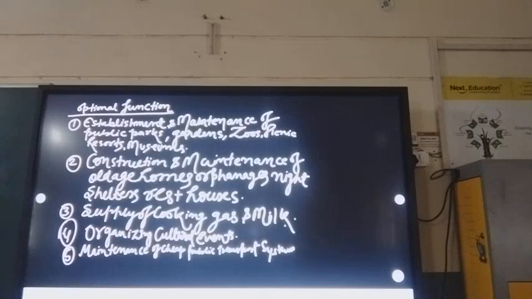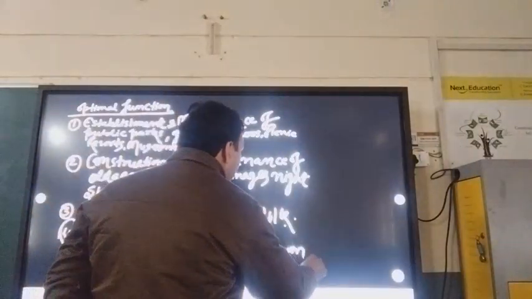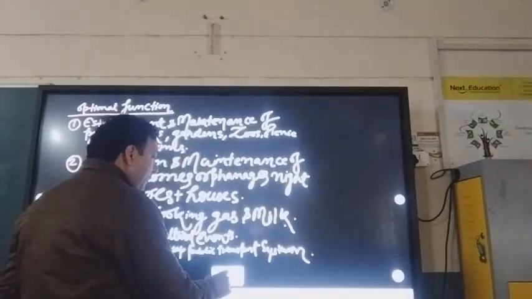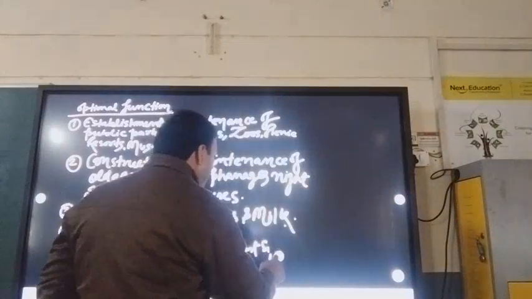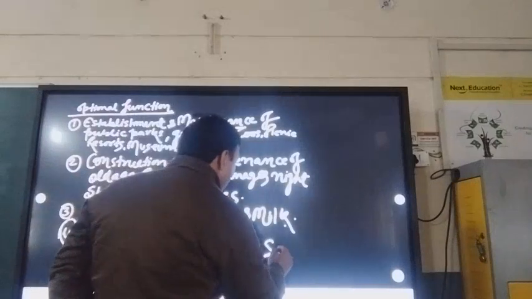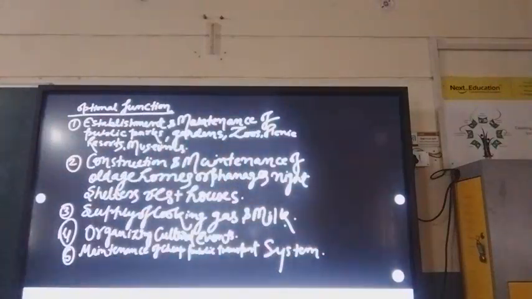Organizing cultural events. Which type of events? Cultural events. So see the next important thing in the optional functions of the municipal corporation. The last one is maintenance of a cheap public transport system. You have to write this in your copy. This is the optional function of your municipal corporation.